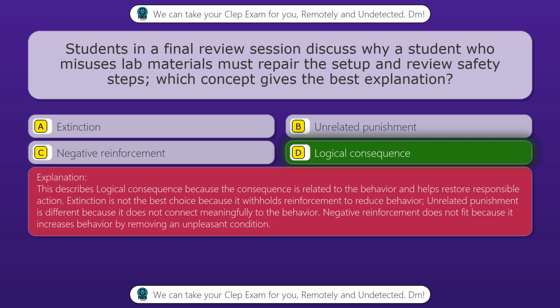This describes logical consequence because the consequence is related to the behavior and helps restore responsible action. Extinction is not the best choice because it withholds reinforcement to reduce behavior. Unrelated punishment is different because it does not connect meaningfully to the behavior. Negative reinforcement does not fit because it increases behavior by removing an unpleasant condition.